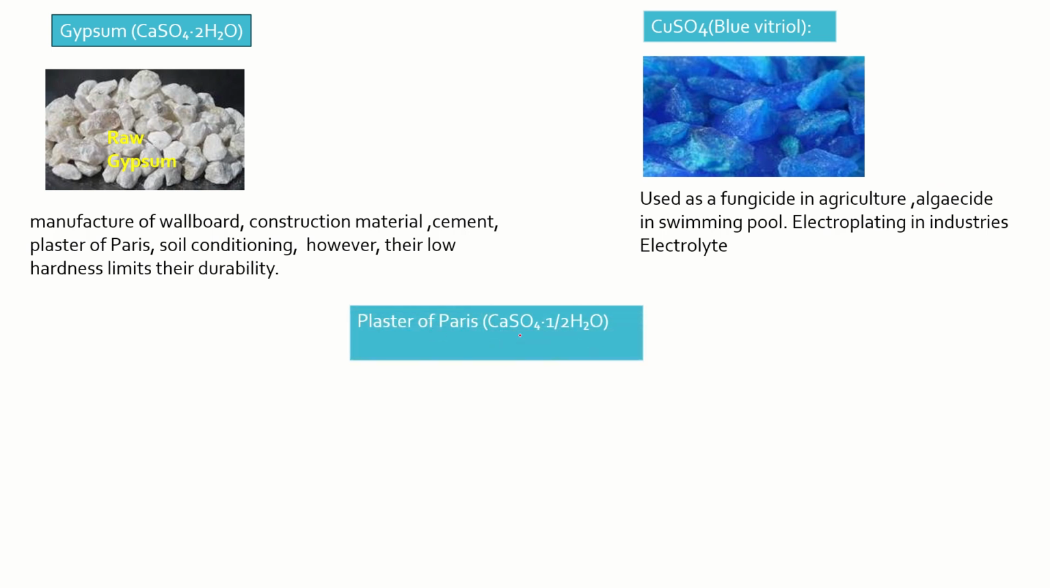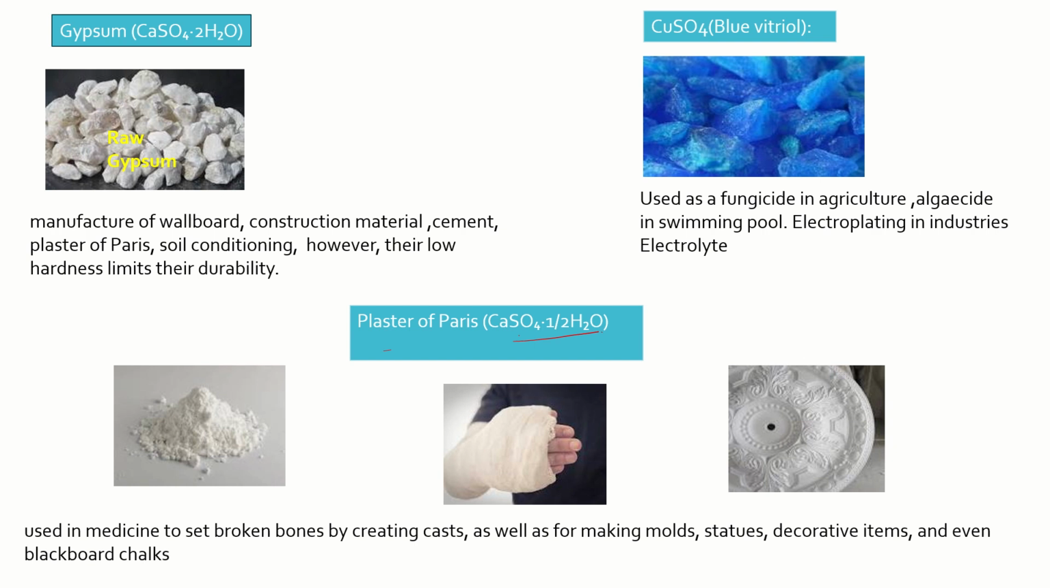Next is calcium sulfate hemihydrate, that is plaster of Paris. It is used in medicine to set broken bones by creating casts, as well as for making molds, statues, decorative items, and even blackboard chalks.